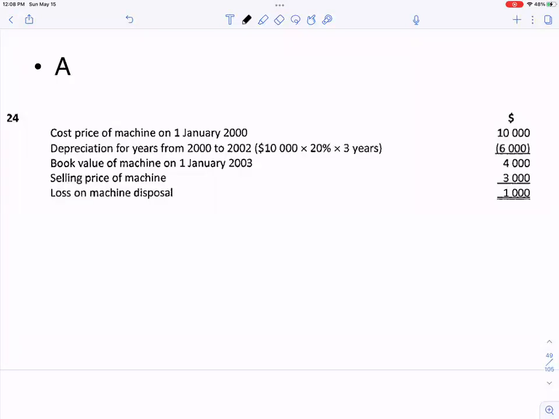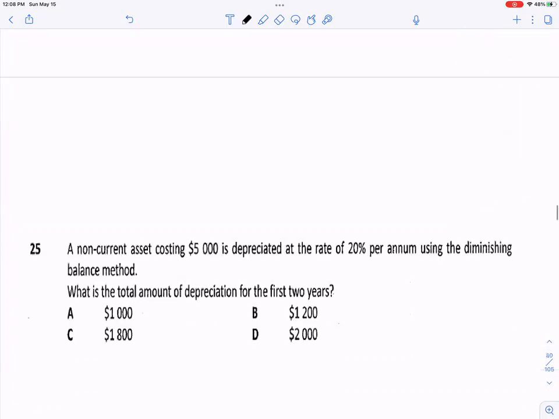Cost of machinery is 10,000. You depreciate for 3 years at 20% straight line method, 6,000. So you get the book value as 4,000. From that, you compare it with the selling price. So you got a loss on disposal of 1,000. Where will this loss on disposal go? In the income statement under other expenses.